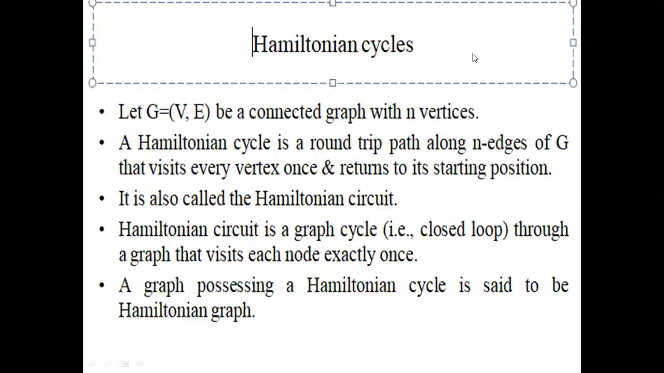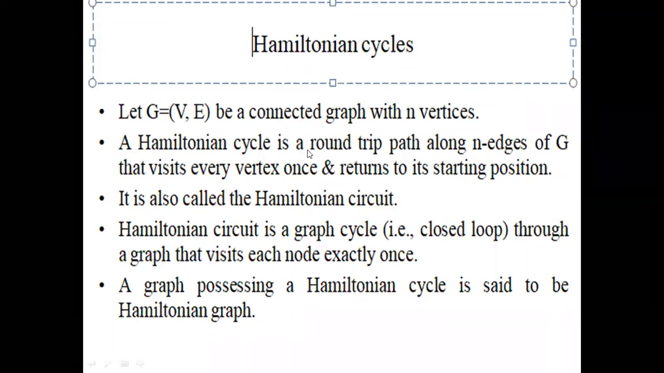The fourth problem is the Hamiltonian cycle. The Hamiltonian cycle means a cycle, that is a round trip, where the starting point and ending point are the same. Let G be a connected graph with n vertices. The Hamiltonian cycle is a round trip path along n edges, where n is the number of vertices in the graph.